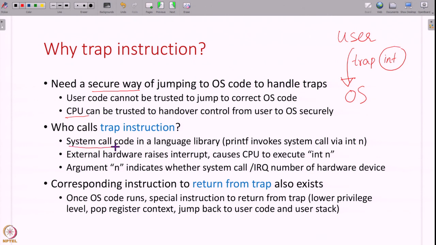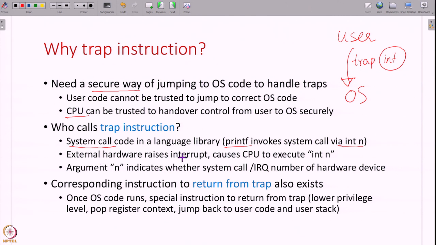Whenever you make a system call, you usually call into a language library. When you say printf, printf is actually a function implemented in the C library, and this language library will invoke the int n instruction. You as a user may not know it, but every time you are printing something to screen or reading a file from the disk or doing any of those privileged operations, you are actually invoking the int n instruction, which is causing the CPU to trap into the OS. This is usually hidden from your view by the language libraries.